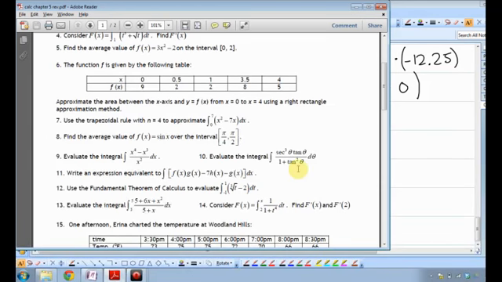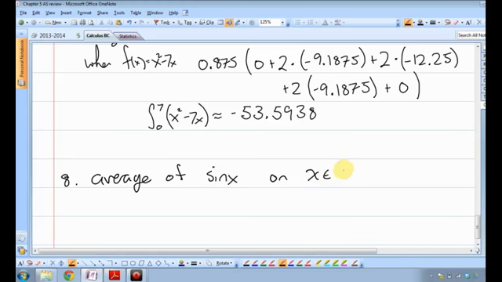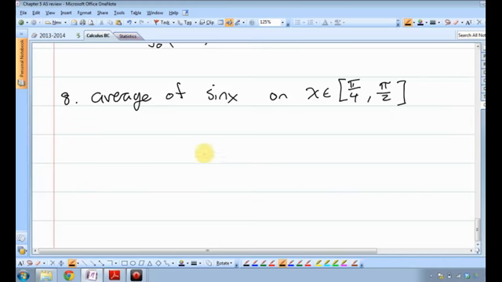Eight. Is 8 a calculator problem? No, I wouldn't do it with a calculator. Okay, so we want the average of sine x. Gosh, I hate to keep telling you this formula over and over again, but I'm always not sure. Average is equal to 1 over b minus a, integral from a to b of f of x dx.